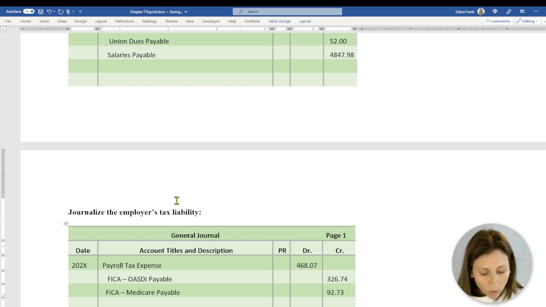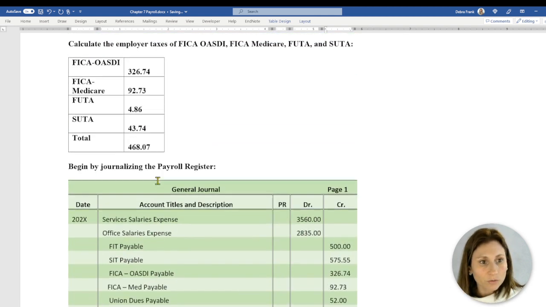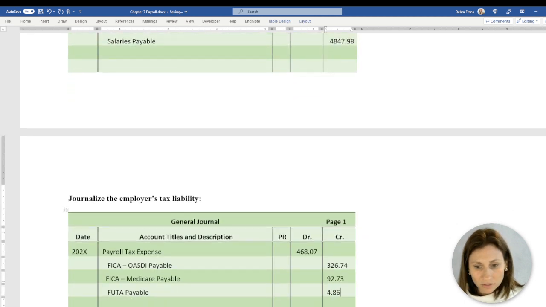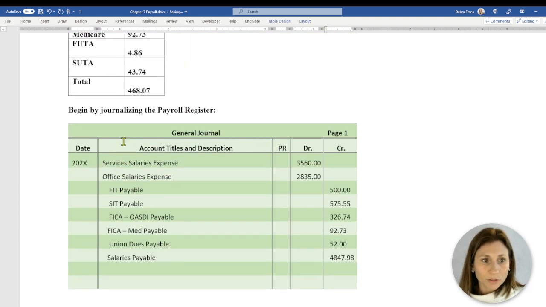And then the employer pays FUTA tax. Those are different ones that we calculated for the employer side. So we had FUTA for $4.86, and then we had SUTA for $43.74.